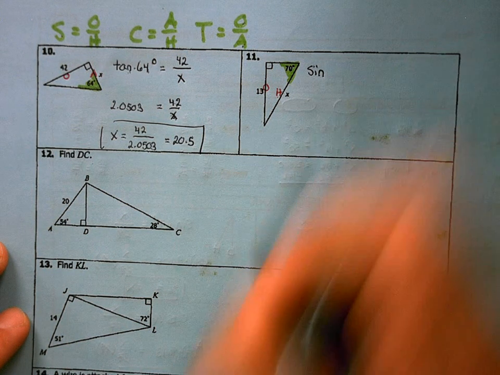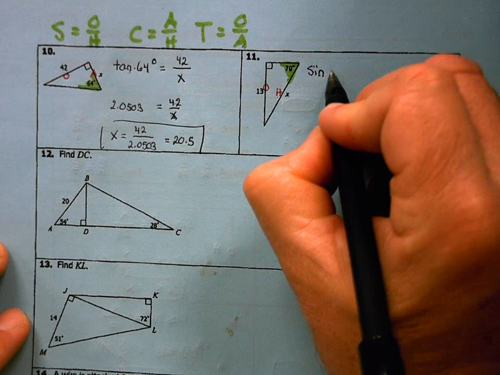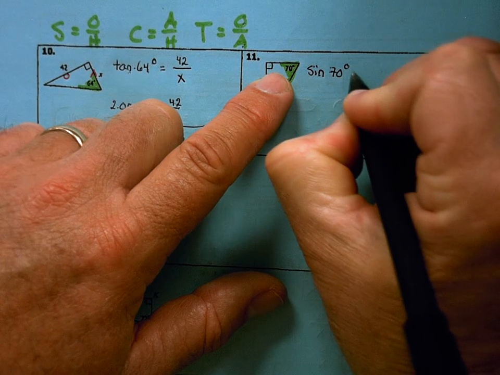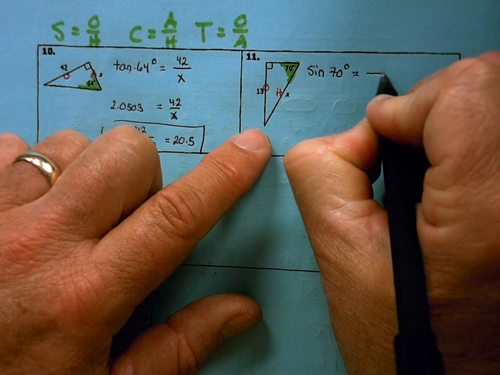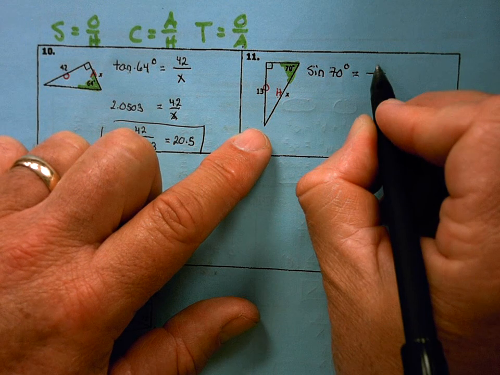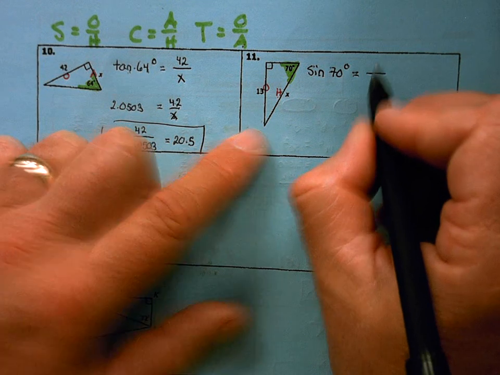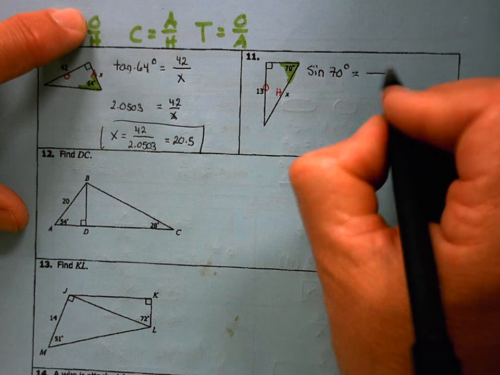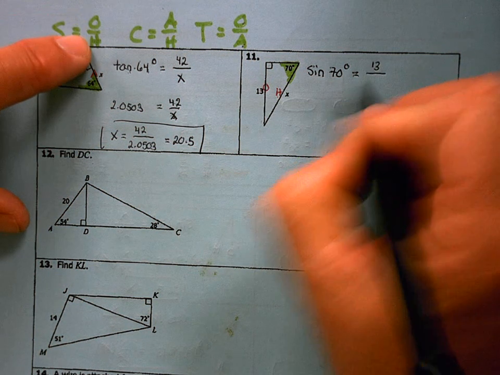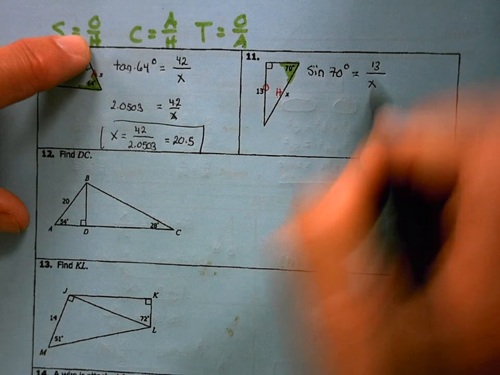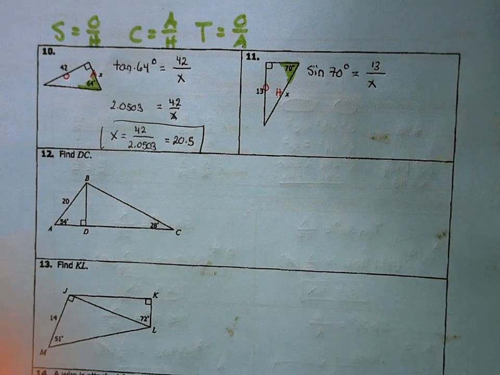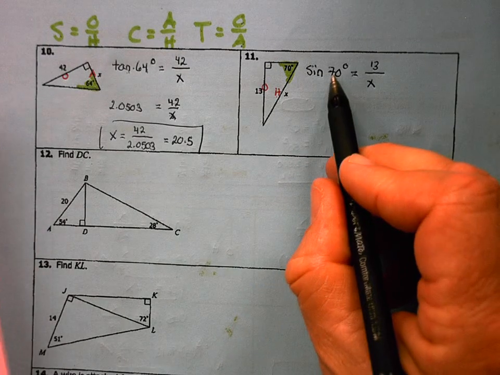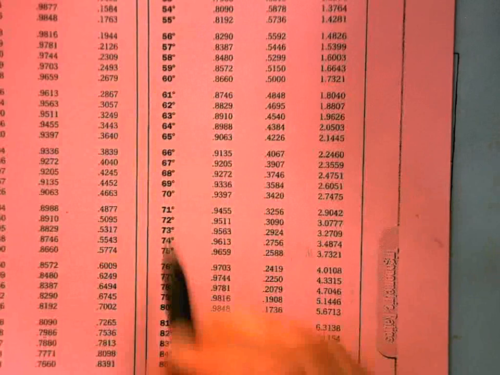Abbreviation for sine is SIN. Write the angle measurement next to it, which is 70 degrees. Put an equal sign, and then to the right of the equal sign is going to be a ratio or a fraction. And the ratio or the fraction for sine is the opposite leg, which is 13, over the hypotenuse, which is x. So that would be the equation that we set up to solve for number 11. Now go to your table to figure out the decimal equivalent of 70 degrees.